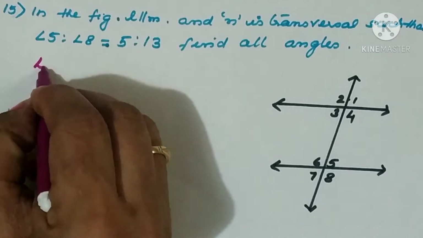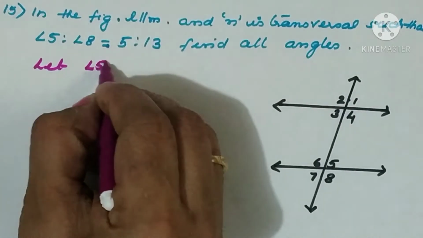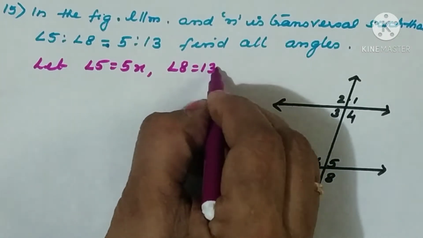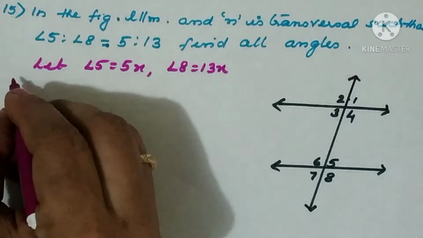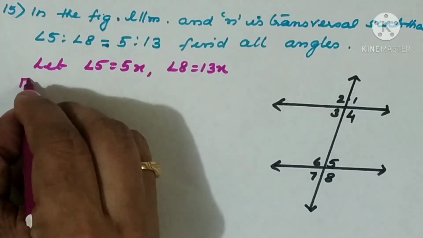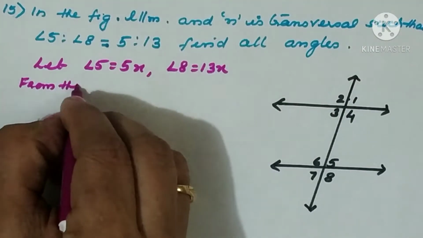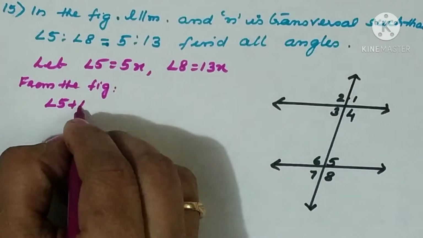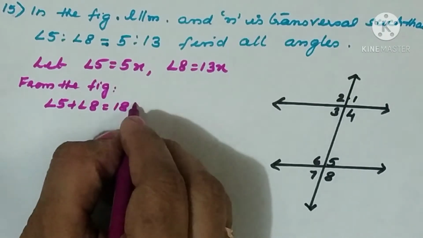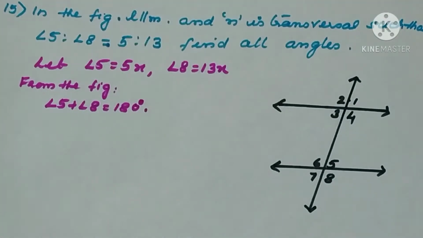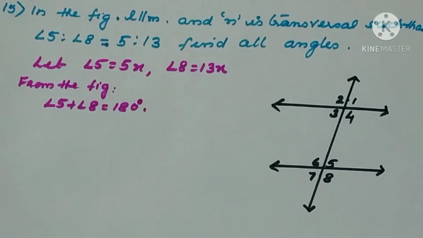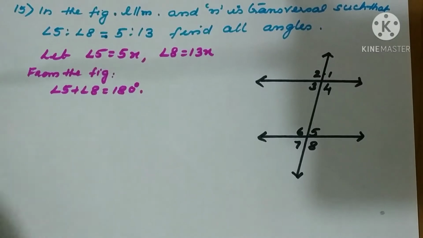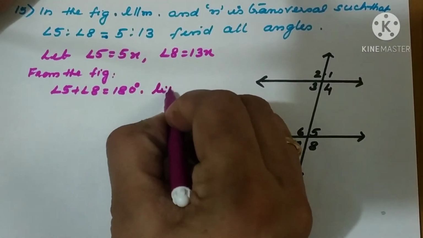So what is given in the question? Let angle 5 equal 5x, angle 8 equal 13x. Now from the figure, what can we write? Angle 5 plus angle 8 equals 180 degrees. What is the reason for this one? Linear pair. So I will write here: linear pair.